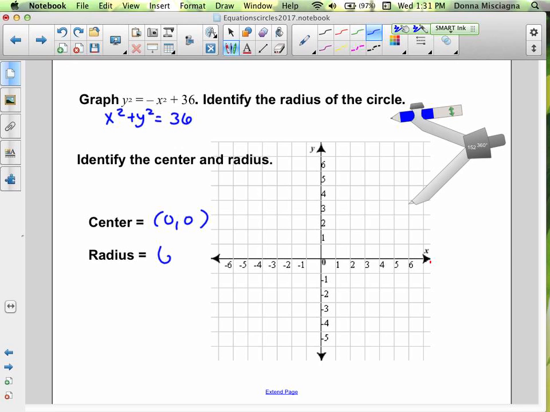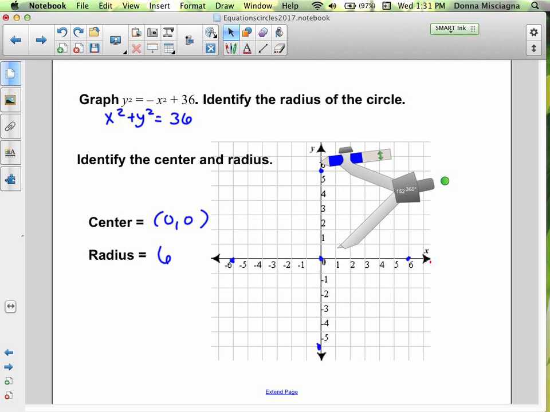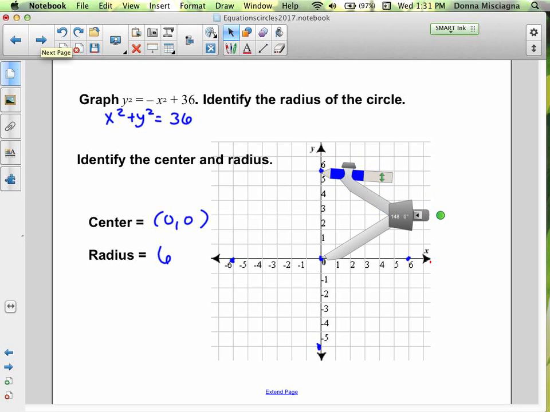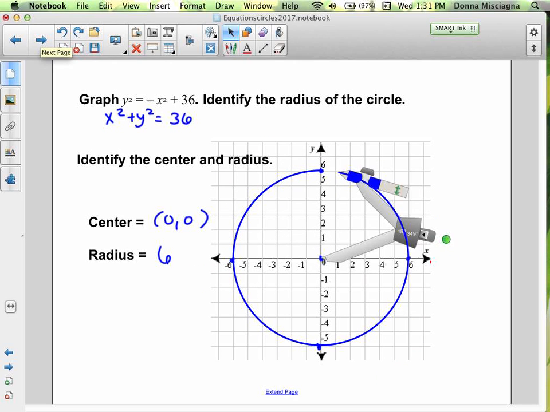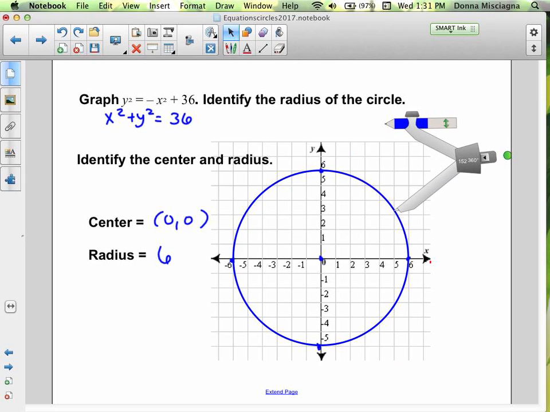6. All right, so now to graph, we just have to graph the center point, and then we count 6 up, down, there it goes, right and left. Put the compass at the center, and then you want to open it the same width as the radius. Oops, too far. There we go. And then just connect your points. And there we go. We've graphed our circle.